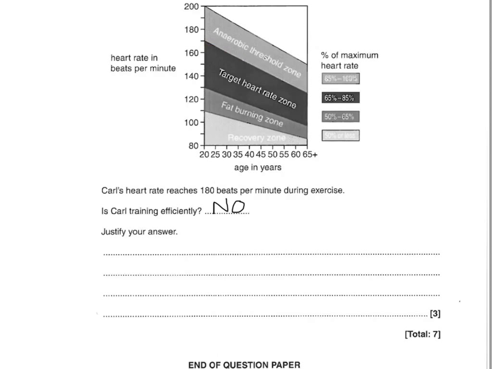So 3 marks there. First mark for making the point he's in this zone or not in this zone. Second mark for saying that that therefore builds up lactic acid or it builds up an oxygen debt. And the third mark for saying that it therefore causes fatigue or cramp or pain.